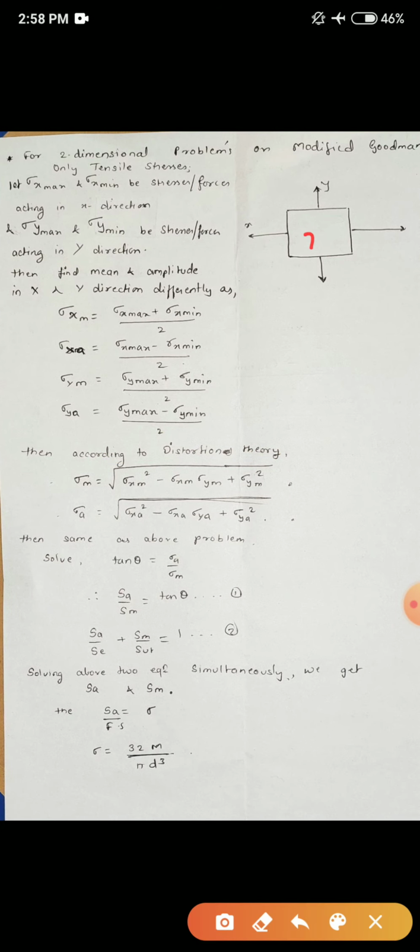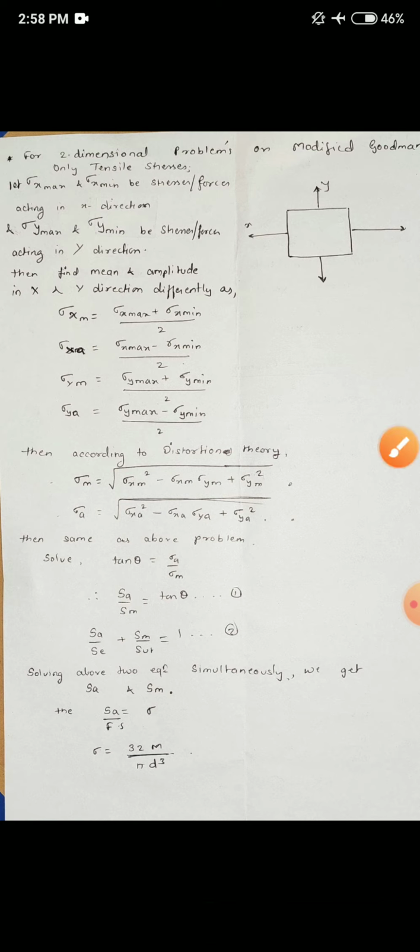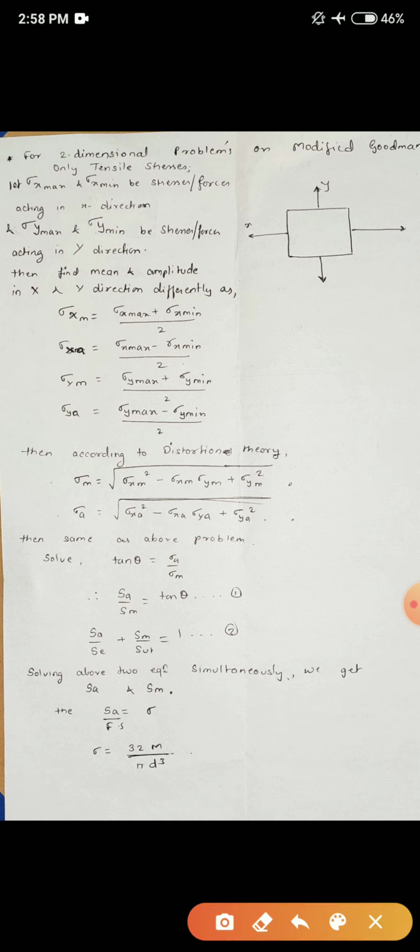We can see, let sigma x max and sigma x min be the stresses acting in the x direction. Similarly, sigma y max and sigma y min be the stresses acting in the y direction. Therefore, there are in all four stress components: sigma y max, sigma y min, sigma x max, sigma x min. Now we can find in the x direction the mean and amplitude.